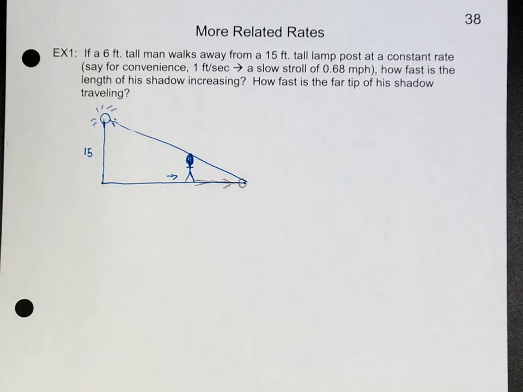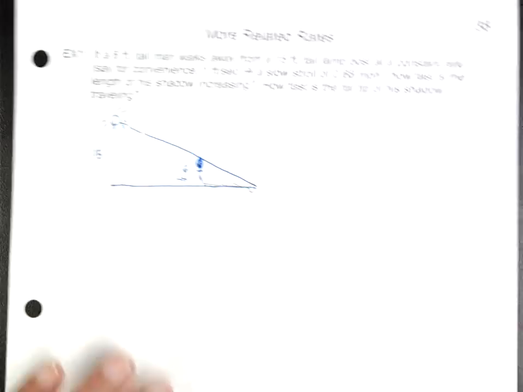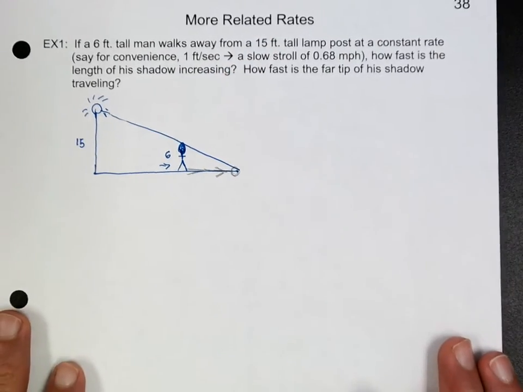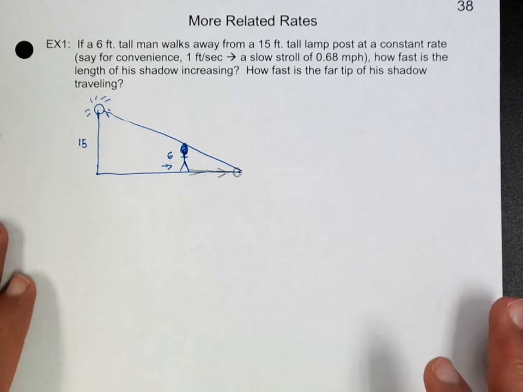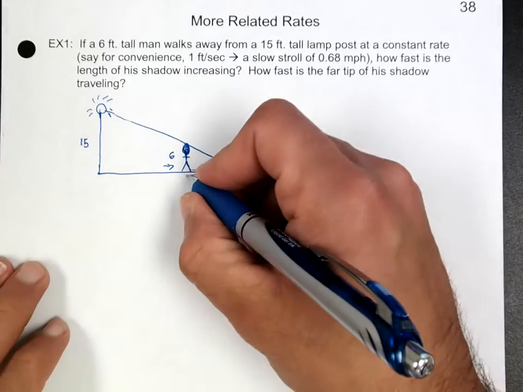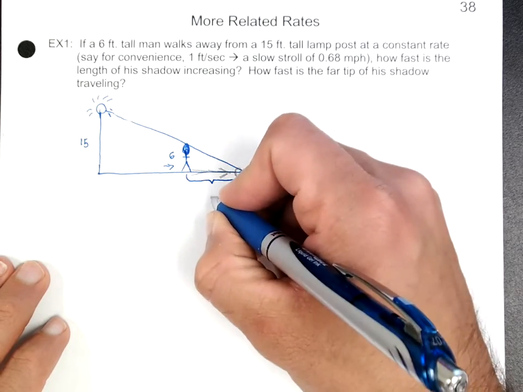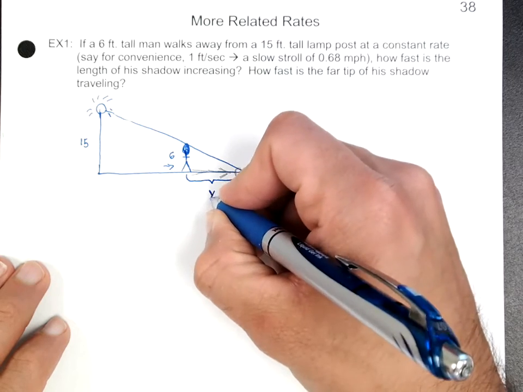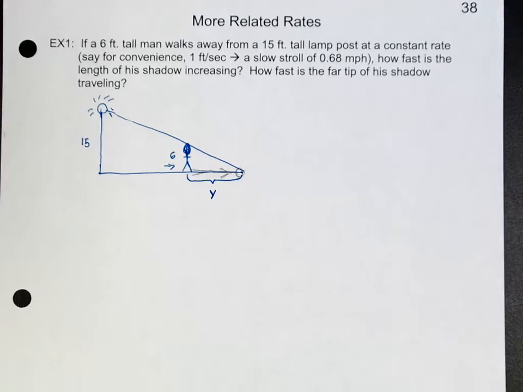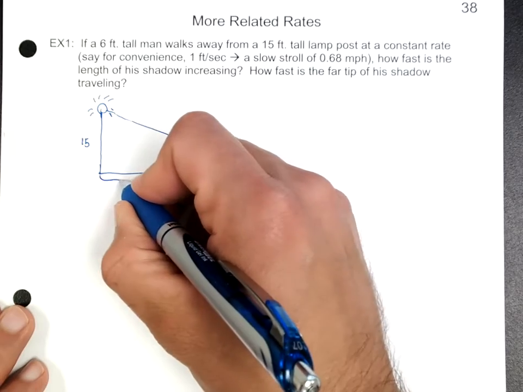Okay, so notice that the guy is not going to get any taller during this problem, so this is going to be 6. And now we're going to put variables on the things that are going to change. I'm going to call the length of the shadow Y, because that is going to change. And also what's going to change is this distance right here.